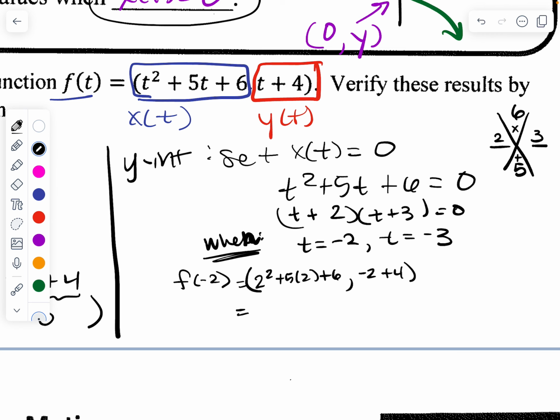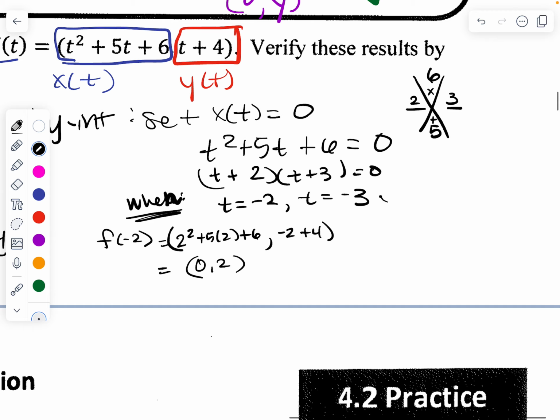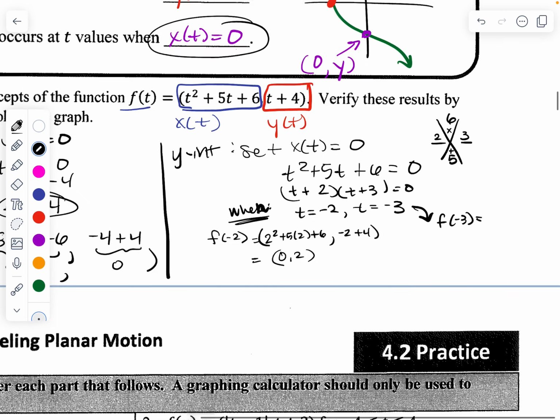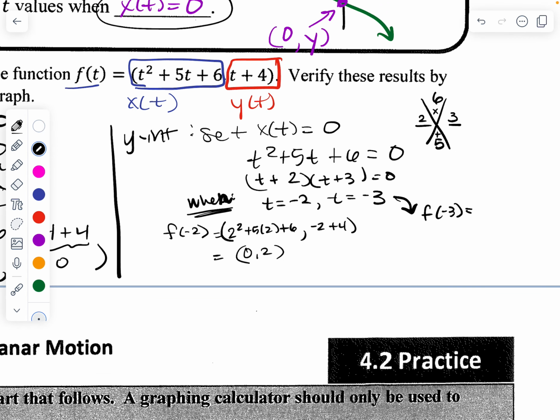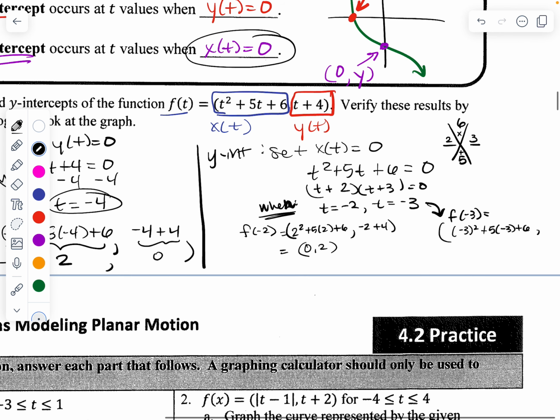And if I do this again where I'm looking for f of -3, we're going to end up with (-3) squared plus 5 times -3 plus 6. That's our first part. And the second part is -3 plus 4. When I crunch all those numbers, we end up with (0, 1). Okay, so those are my two y-intercepts, and I have one x-intercept.